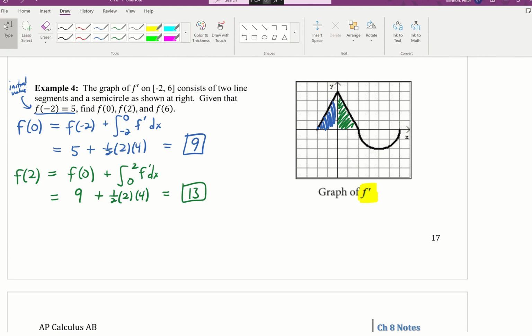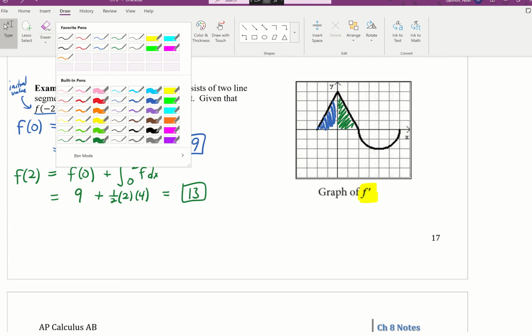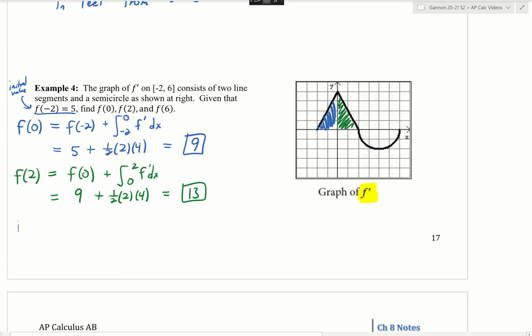And then for f of 6, all right, that's the last thing that we got. I'm going to go ahead and use f of 2. So f of 6 will be f of 2 plus the integral from 2 to 6 of f prime of x dx, or just, I guess, f prime dx, however we want to think about it. Well, we know that f of 2 is 13.